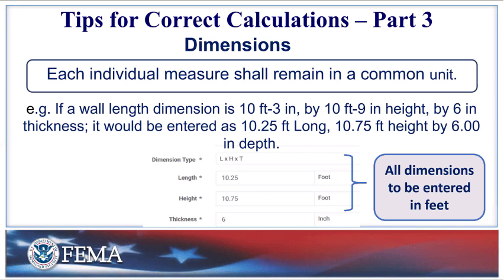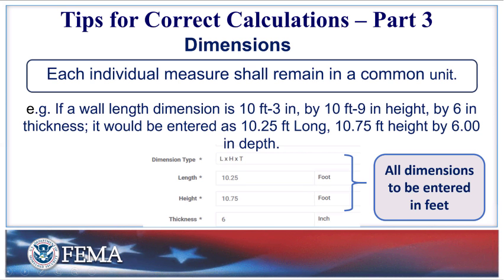So here are some tips for correct calculations. We're talking about dimensions, and each individual measure shall remain in a common unit. So for example, if the wall dimension is 10 feet 3 inches long by 10 feet 9 inches in height by 6 inches in thickness, it would be entered as 10.25 feet long, 10.75 feet height, by 6 inches in depth. And all dimensions would be entered as feet. As you can see here, we have the dimension type, length times height times thickness, and everything would be entered as feet. So we would have to convert the inches into feet.